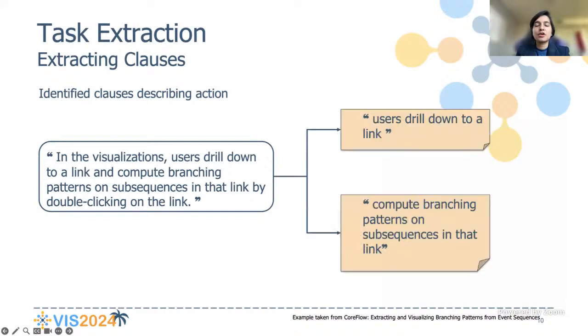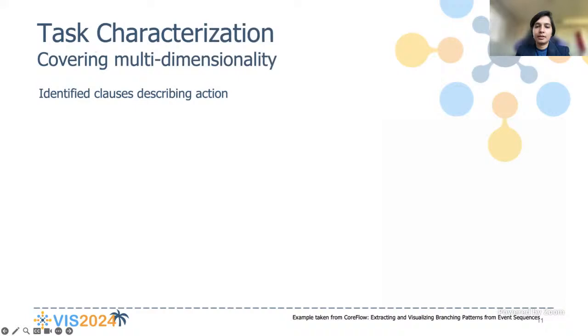It consists of two following clauses. Users drill down to a link and compute branching patterns on subsequences in that link. Then we characterize the tasks based on 4 dimensions. Let us go through an example to understand how these 4 dimensions work.